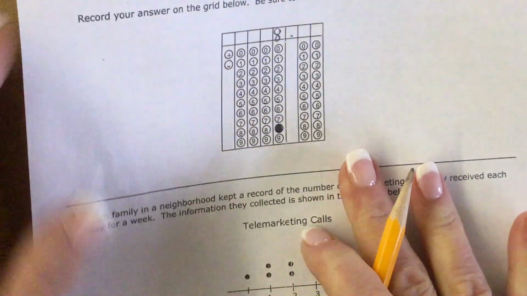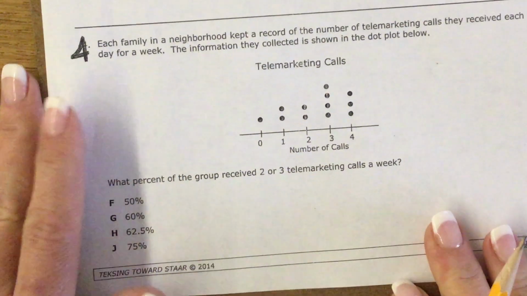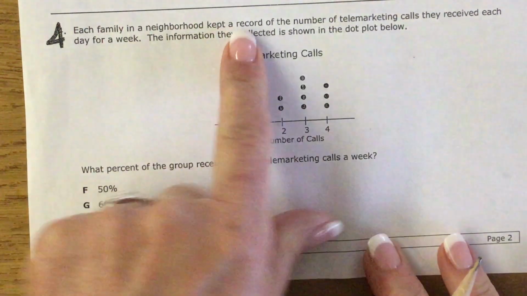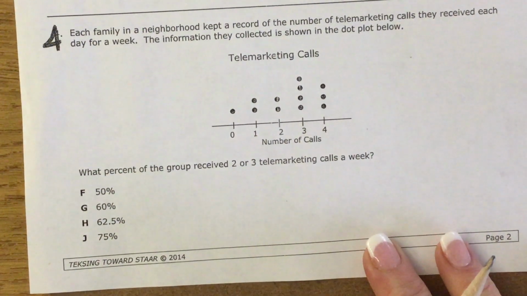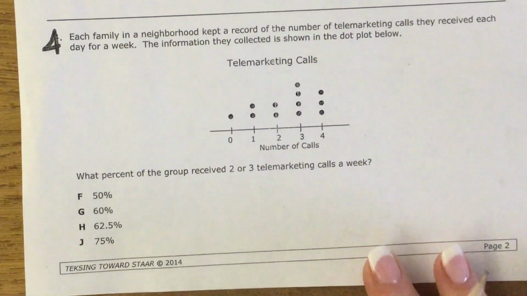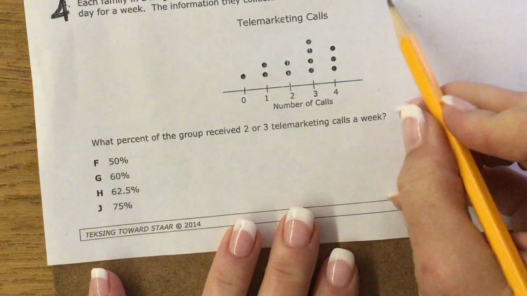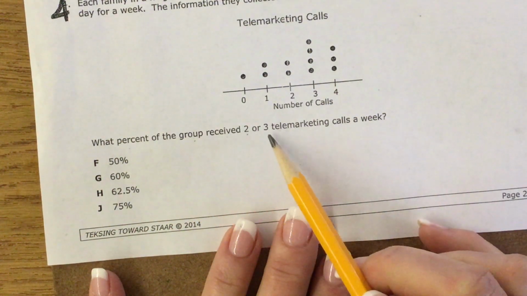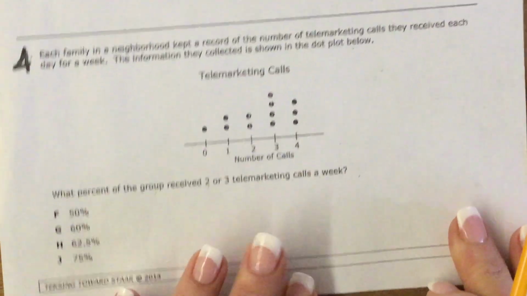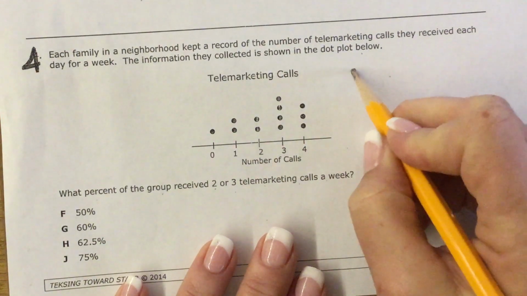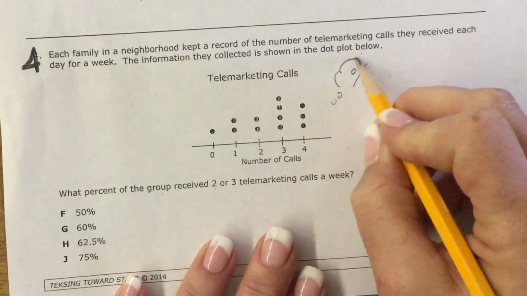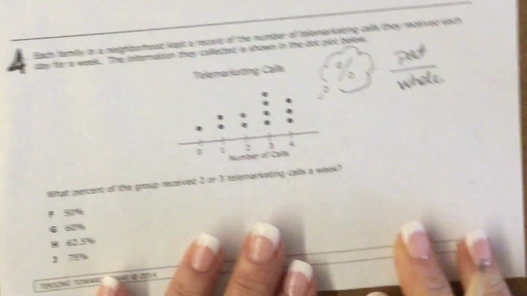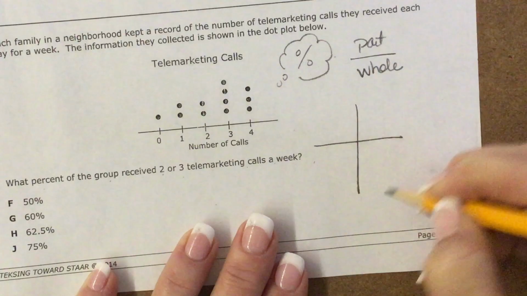And the last one, using a dot plot. Each family in a neighborhood kept a record of the number of telemarketing calls that they had received each day for a week. The information they collected is shown in the dot plot below. They want to know what percent of the group received 2 or 3 telemarketing calls a week. Remember that to find a percent, it's the part divided by the whole. Then set it up in a tic-tac-toe out of 100.